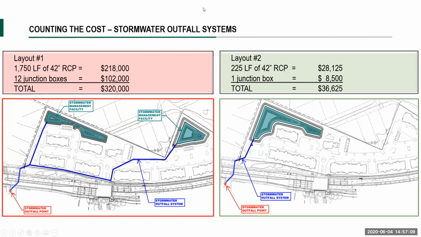The example is the combining of the SWM facilities into one location. How much of the cost savings was offset by the additional on-site stormwater pipe?